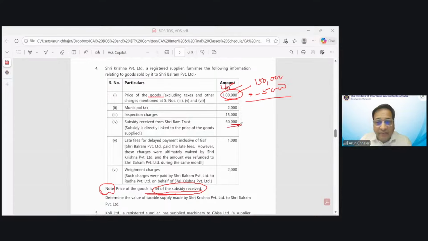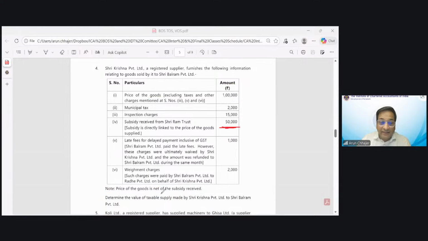Now, what did we finalize for the subsidy? Should we add or should we not add? The answer is we should add. We should add normally. Now what did it do here? The price of the goods is net of subsidy. What does net of subsidy mean? Net of, absolutely correct. It is also mentioned in the first point as well.